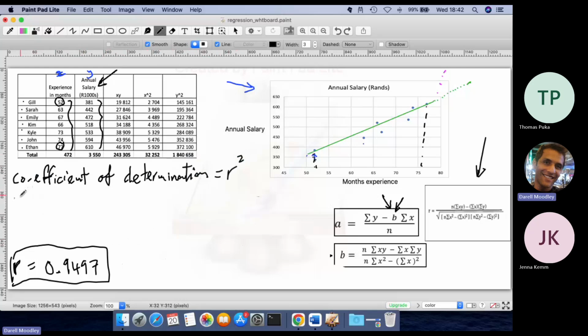So if you want your coefficient of determination, you just take this value here and raise it to the power 2. So it's 0.9497. We raise that to the power 2, and we write it as a percent. So if you do that, you'll get a value of 90.19%.